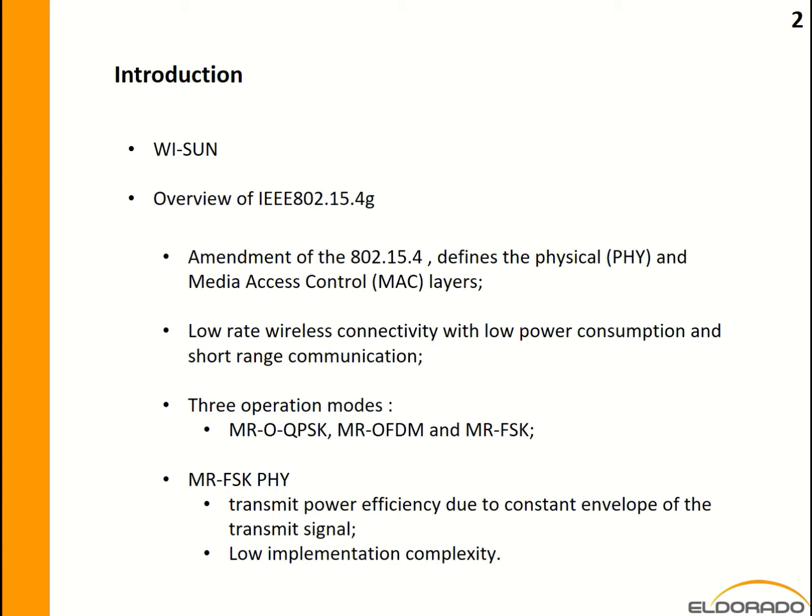A brief overview of the IEEE 802.15.4g. This is an amendment of the IEEE 802.15.4 that defines the physical and media access control layers. The standard features low-rate wireless connectivity with low power consumption and short-range communication.